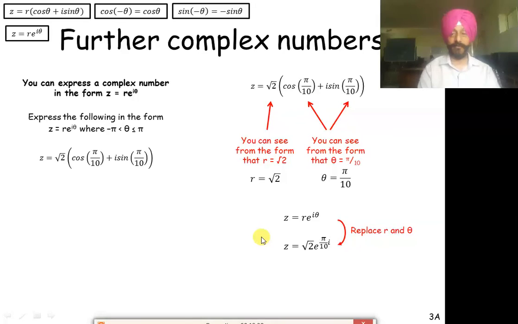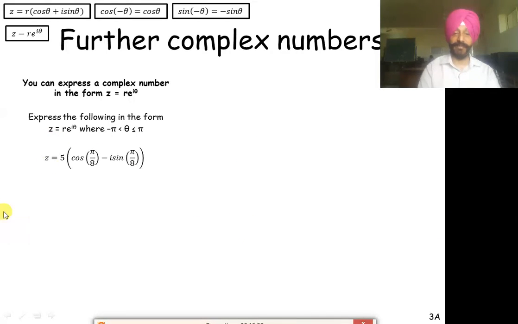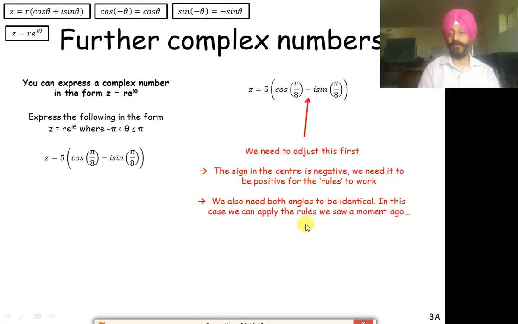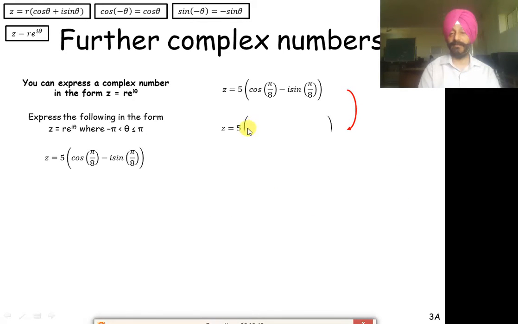But students, this is not true in every case. Let us see another question. Now we want to write this in the form of r e raised to the power i theta. Clearly, r is 5, but theta is not clear here. So, first of all, we change this question in this way. We need to adjust this first, since the sign in the center is negative. We need it to be positive for the rule to work, and to make it positive we change cos minus theta to cos theta, and sin minus theta to minus sin theta.